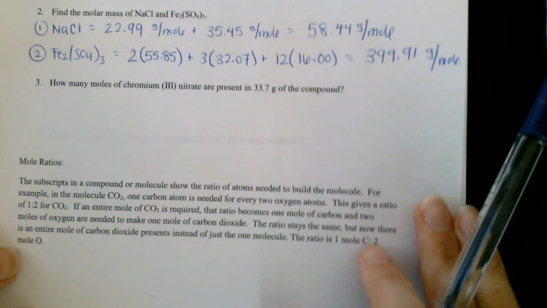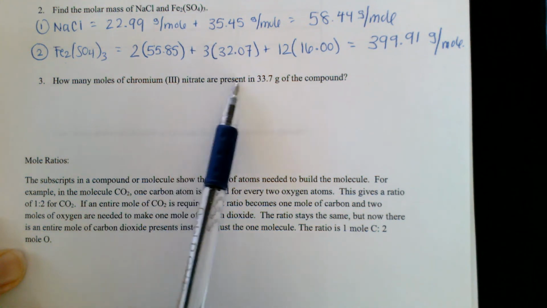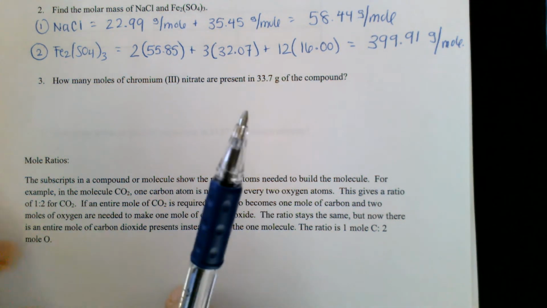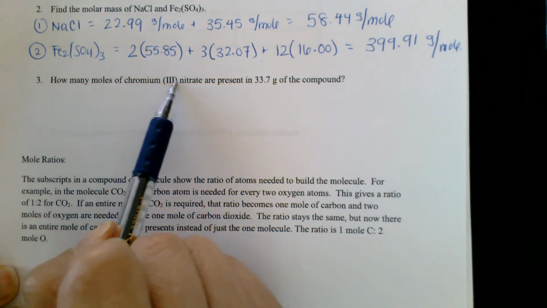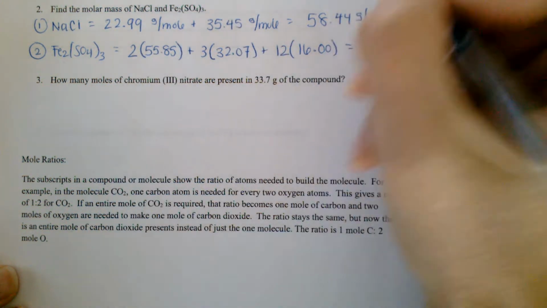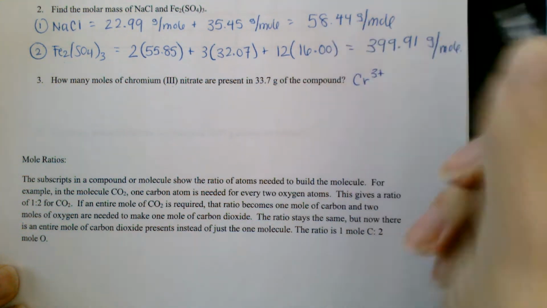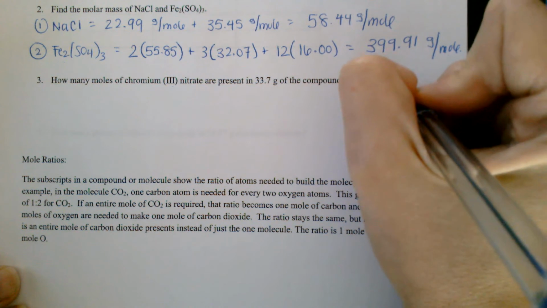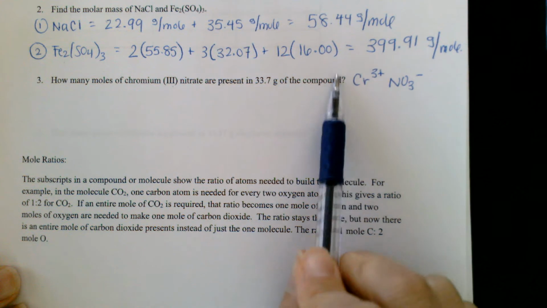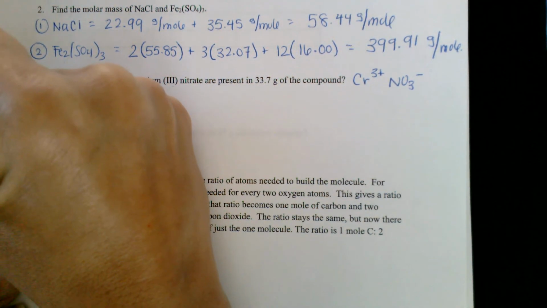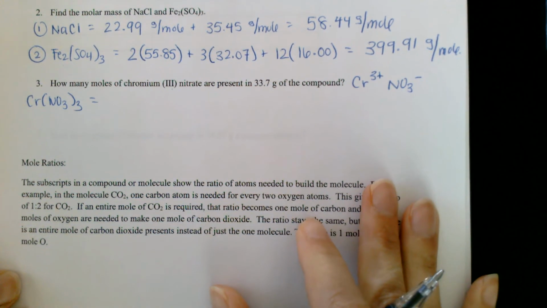Okay, so let's finish this off with practice problem number 3. How many moles of chromium-3 nitrate are present in 33.7 grams of the compound? In order to do this problem, we need to figure out what a chromium-3 nitrate is. Chromium is Cr. That 3 tells us it's Cr3+. A nitrate is NO3-. If I combine these to make a neutral compound, we have Cr(NO3)3.